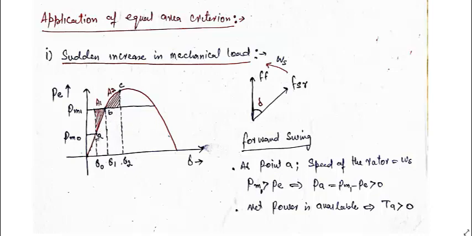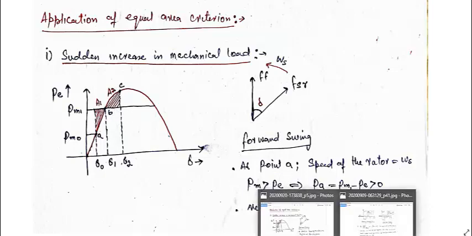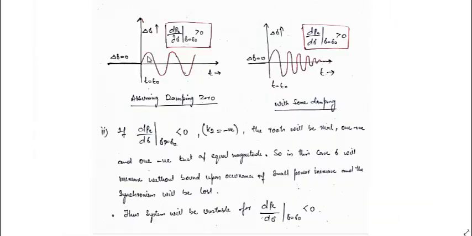So from A to B, when mechanical power is changed from this to this, the rotor swings from A to C and then back from C to A. This will continue if there is no damping. If there is no damping, which we have shown like this, the rotor angle will continuously swing. This is delta.